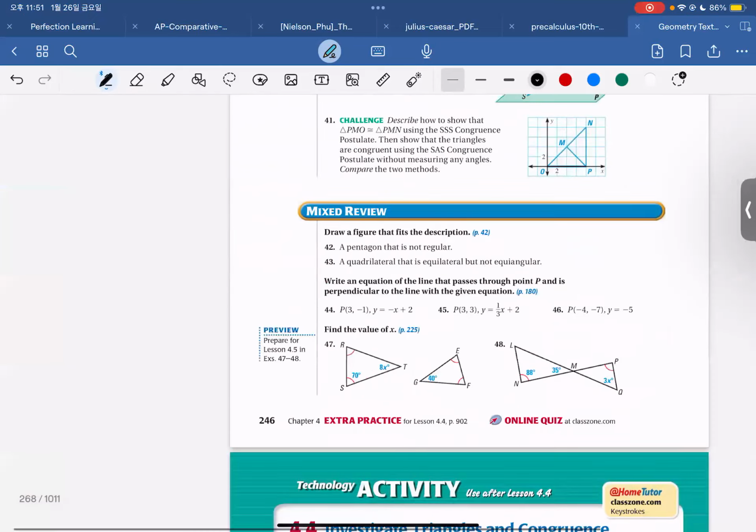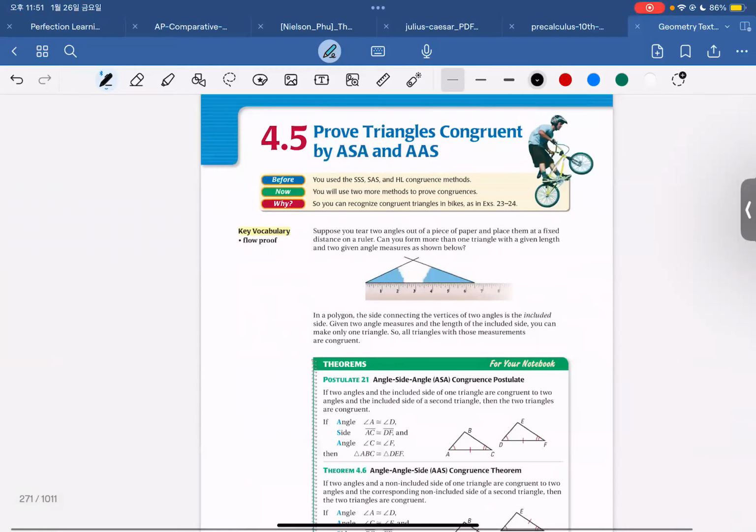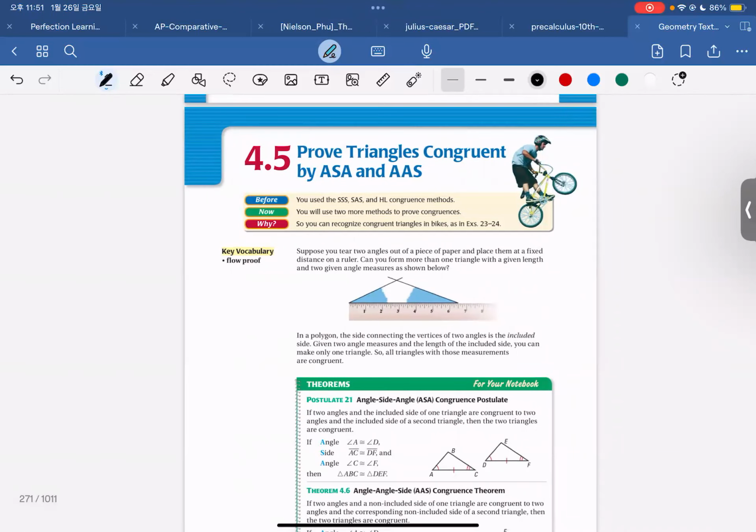So just remember to review, and because this is a really important theorem that will be used really often in geometry, it's really good to know that. And next time we'll go more into learning about the ASA and AAS.